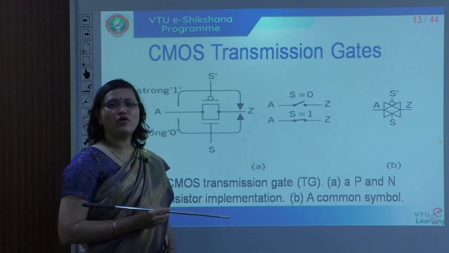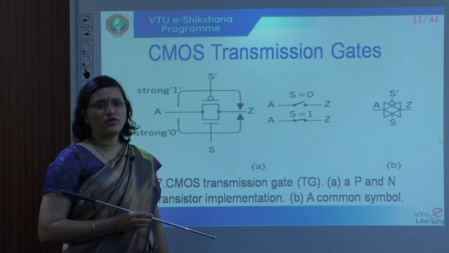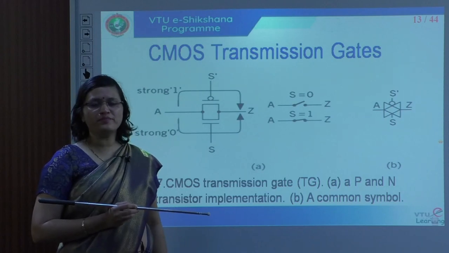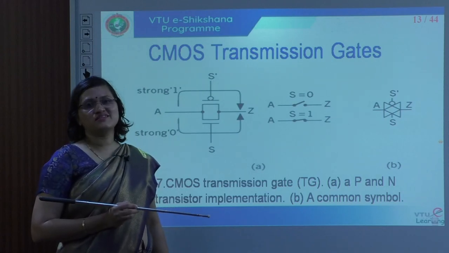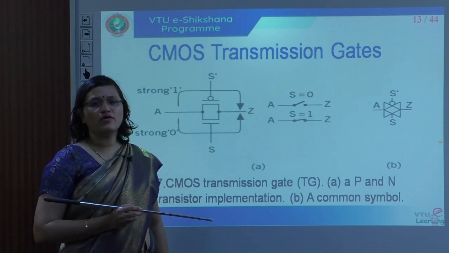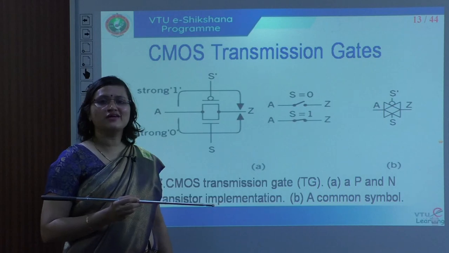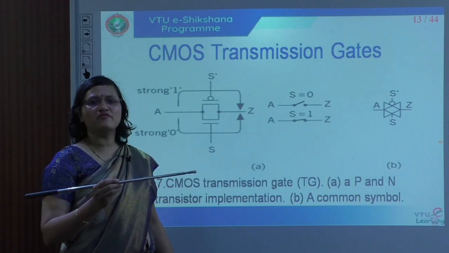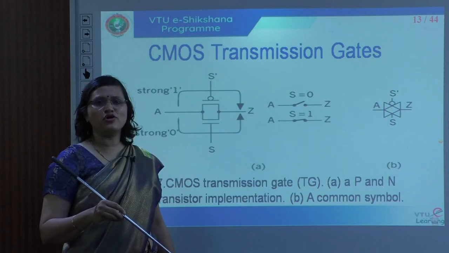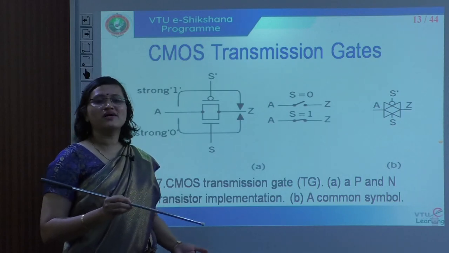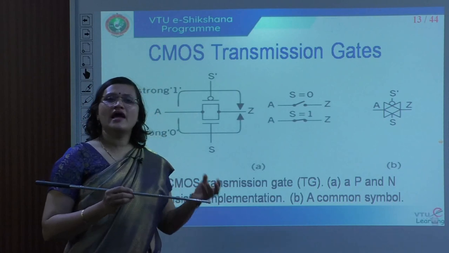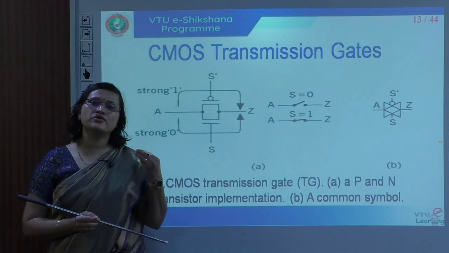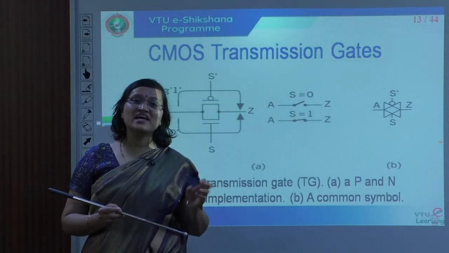The next is CMOS transmission gates. The NMOS transistor is going to give a strong 0, and the PMOS transistor is going to give a strong 1. The NMOS transistor will not give a strong 1, because whatever the VDD is, for example if it is 1 volt, it is going to give 1 volt minus the threshold voltage. So that's why the NMOS transistor is not giving a strong 1. NMOS transistor is going to give a strong 0. Similarly, the PMOS transistor is going to give a strong 1 but a weak 0. Why?